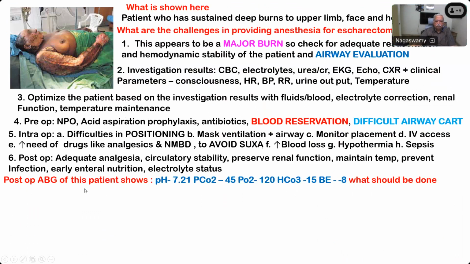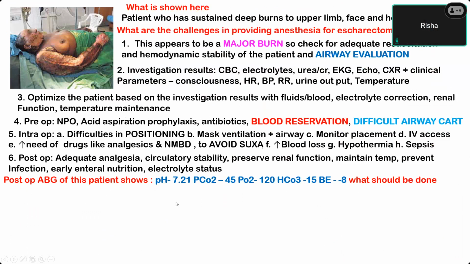Post-op ABG of this patient shows pH 7.21, PCO2 45, bicarb 15, base excess -3. What should be done? Combined respiratory and metabolic acidosis. Combined? PCO2 45, is it acidotic? PCO2 35 to 45 can be normal.